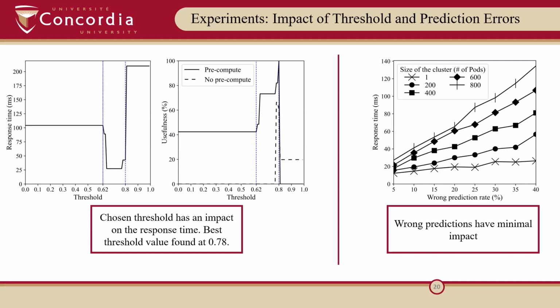But on the right side figure, of course, we don't always predict right. And we wanted to evaluate what influence it has if we predict wrong, which happens. It's the real world. Sometimes we predict the wrong event. And as you see here, even for a 40% wrong prediction rate, which doesn't happen much given the accuracy I showed you, for a cluster size of 800 pods, we are still below what OPA gatekeeper does. We stay around 140 milliseconds, which is acceptable.